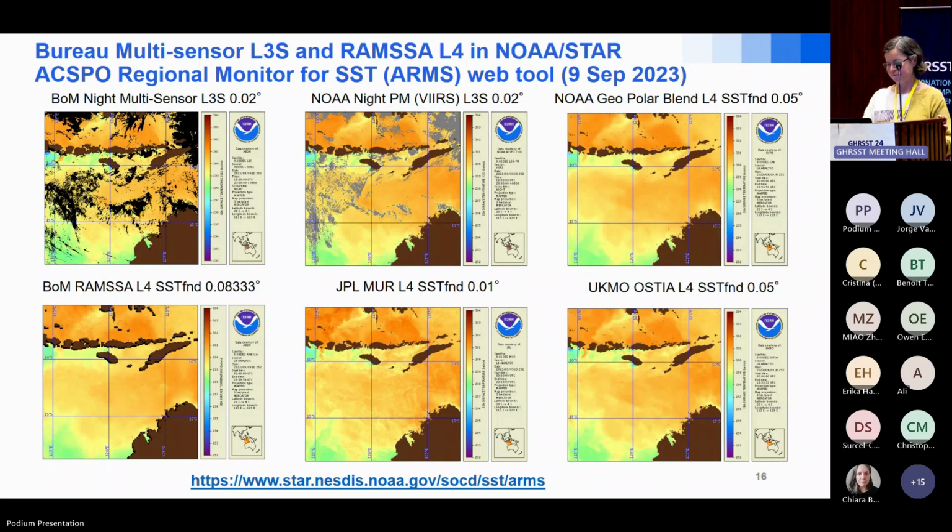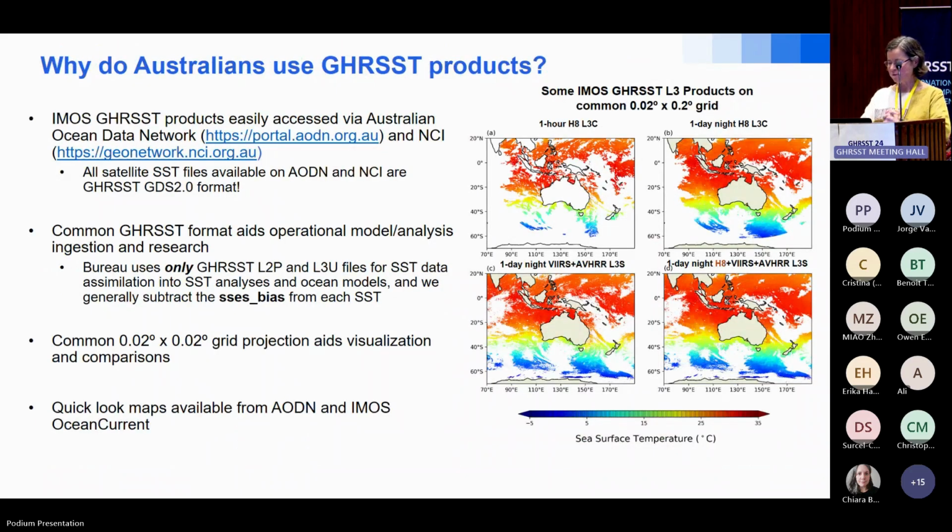Okay, so why do people in Australia use GHRSST format products? The IMOS GHRSST products are very easily and freely accessed, which means they are more widely used if people can find them and they're free from the, as I said, Australian Ocean Data Network with the link there and NCI.